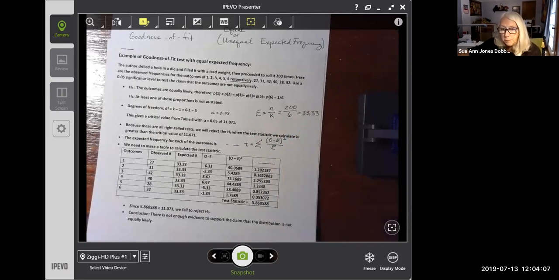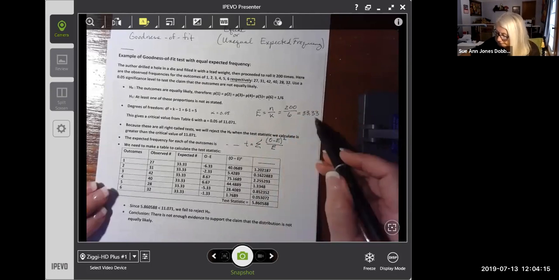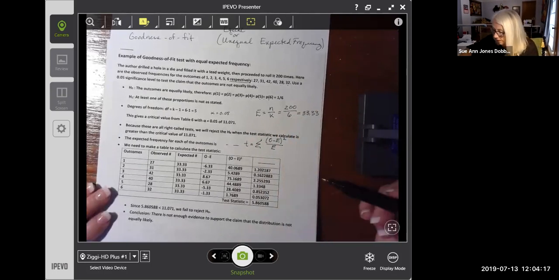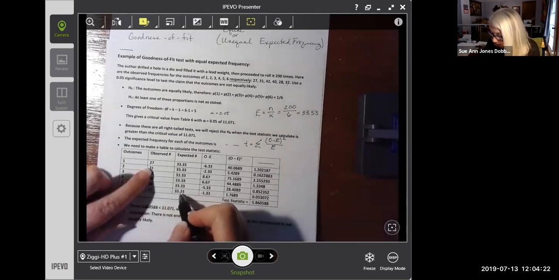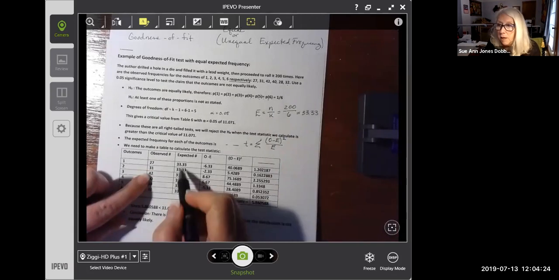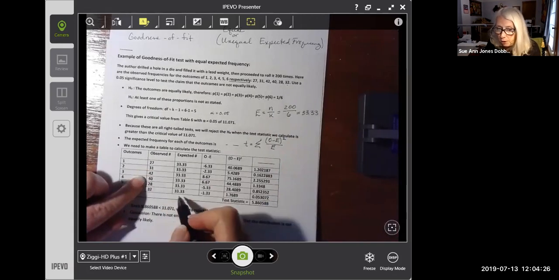Now, the expected number is allowed to be a decimal number. It doesn't have to be a whole number, okay? So I've just carried it to 2 decimal places here. Okay, so I've listed that expected value because I should get that for every single one of the outcomes as long as the die is fair.